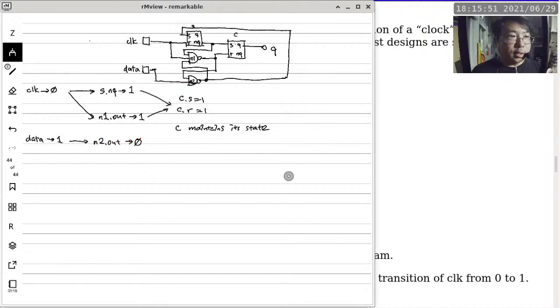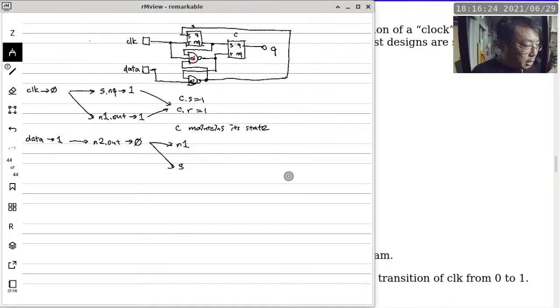Since N2 is changing, that means we have to follow the output of N2 and see what else it is going to affect. Now this time is kind of interesting because it is going to 2 different components. The first component that it goes to is N1, and the second component that it goes to is Ssr Latch S. So there are potentially two components that N2.out becoming a 0 can affect. So we'll analyze these one at a time.